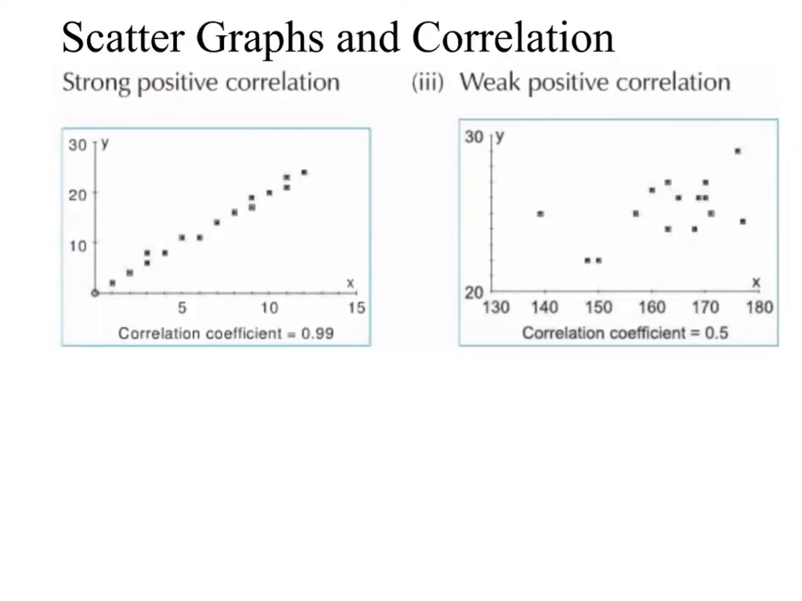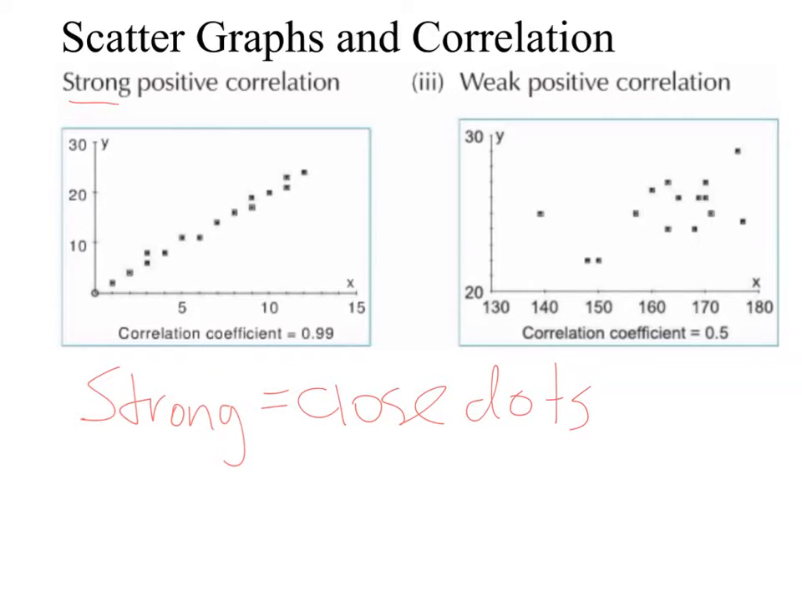So in our first graph, there is what is known as strong positive correlation. So we can see that the dots in our graph are all very close together. So that's where the strong comes from. Now, sometimes in a scatter graph, we'd actually have a series of x's on the graph instead of dots.